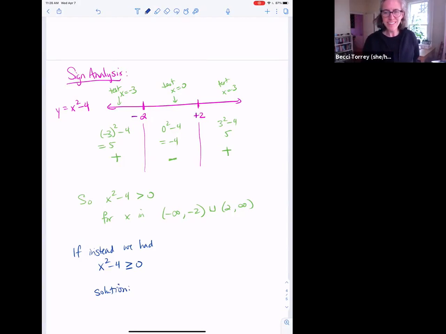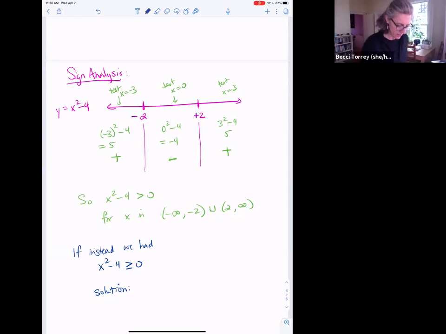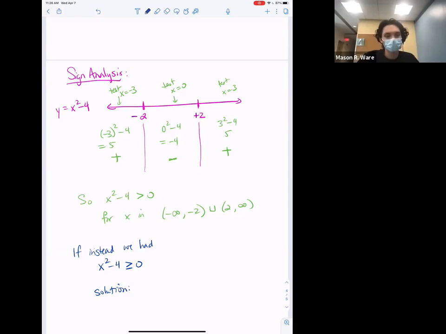Mason, you have an idea? Well, to start, the notation would be different because the points would be inclusive rather than non-inclusive. So what would you write down for your solution instead? So for x in negative infinity to -2 inclusive, so like a hard bracket, and then union to another hard bracket to positive infinity.